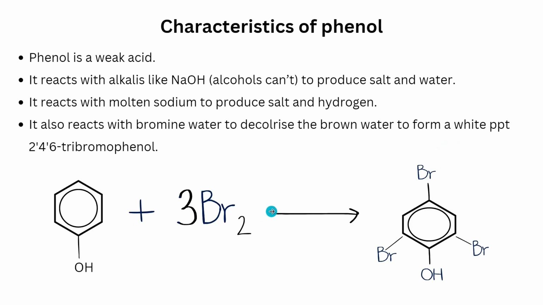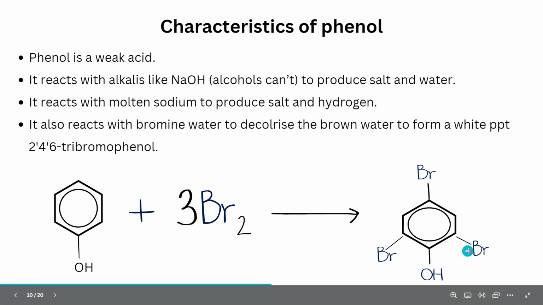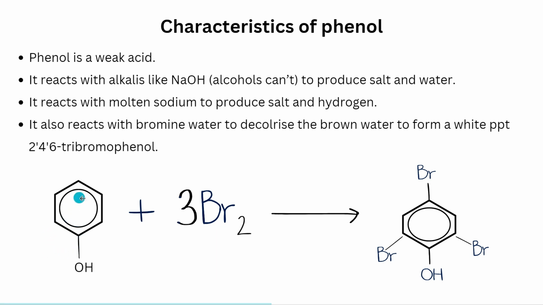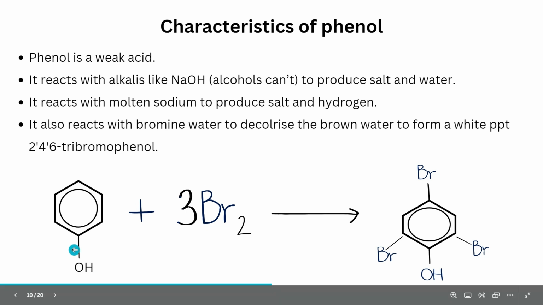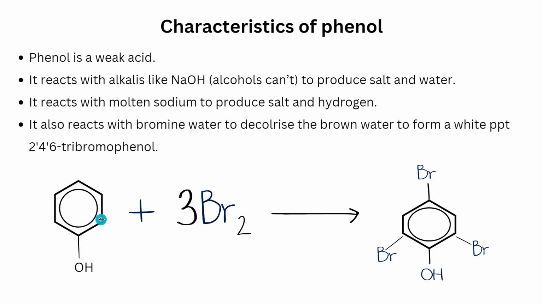Now, why does phenol react with bromine water, and why does substitution take place at specific places? That's because OH is an electron donating group. It donates electrons to the benzene ring, making it more reactive to bromine, and it specifically donates more electron cloud to carbon atoms near it, like carbon 2 and carbon 6, and the carbon atom directly in front of it, like carbon 4. Okay, let's study some other reactions of phenol.